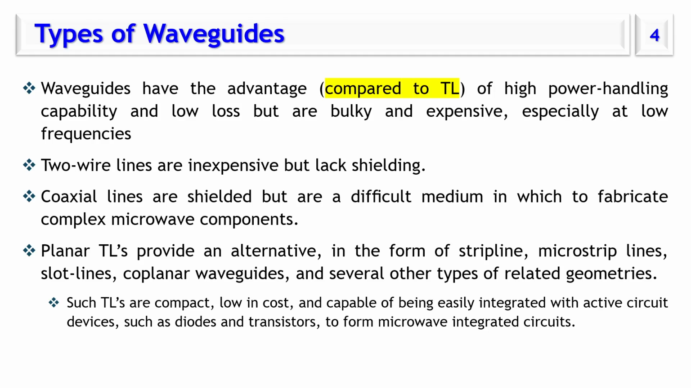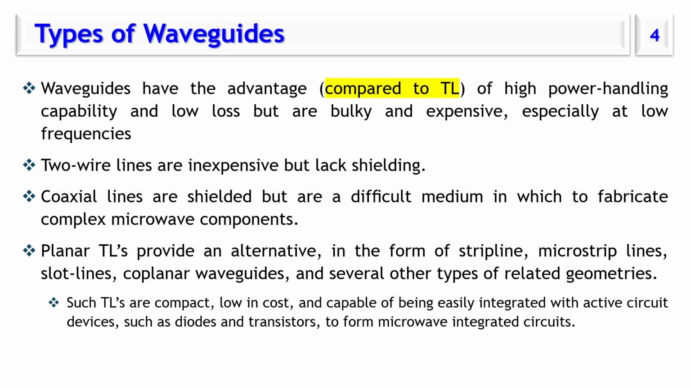Waveguides have advantages when compared to transmission lines. As I said, both structures are used to guide electromagnetic waves, but the waveguide has two main advantages. Number one, it's low loss. Number two, it's more immune against interference and noise because it's mostly a closed structure.